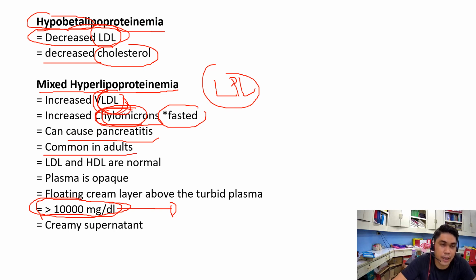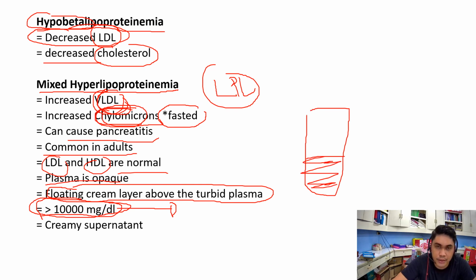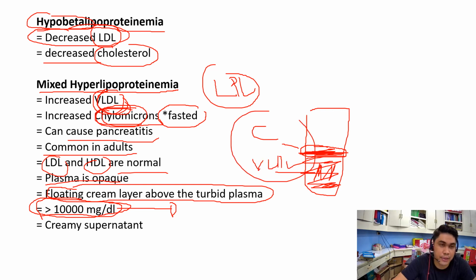So it's usually common in adults, and the LDL and HDL concentrations are normal for this type of disease. Then plasma is opaque, and there's a floating creamy layer above the turbid plasma. So upon prolonged standing of plasma, you have a turbid plasma and a creamy layer that is floating above. That creamy layer consists of chylomicrons. And the reason why there's turbidity of the plasma is because of the VLDL. So this is the characteristic of the specimen in patients with mixed hyperlipoproteinemia. So there's a creamy supernatant, a creamy layer above the turbid plasma. So that is for mixed hyperlipoproteinemia, or type 4 hyperlipidemia. Oh, no, type 5 hyperlipidemia.